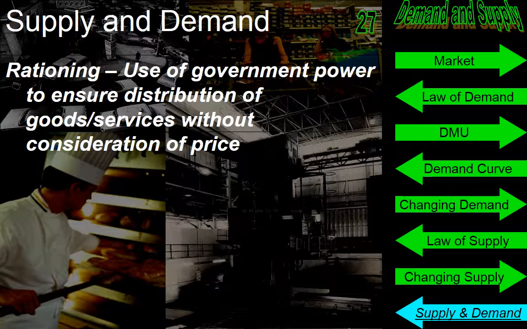That's it for Discussion Number 4, the equilibrium point and government actions. It also concludes Chapter 7, Demand and Supply.